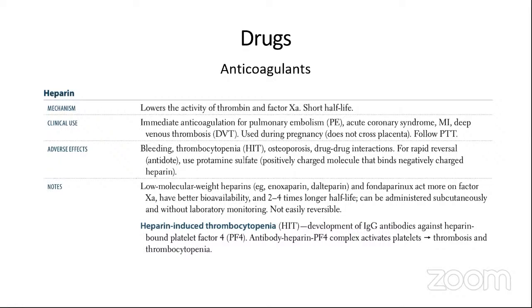Okay. The adverse effects of heparin are bleeding, thrombocytopenia, osteoporosis, and drug-to-drug interactions because it is metabolized by CYP3A4, the enzyme cascade in the liver. Its specific antidote is protamine sulfate. How much will you give?